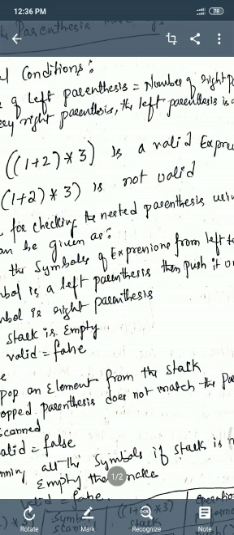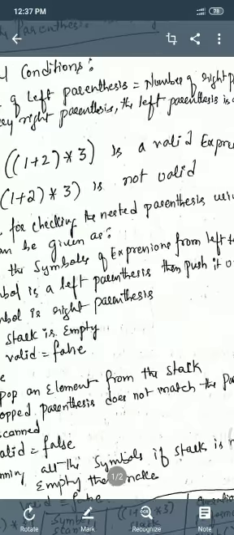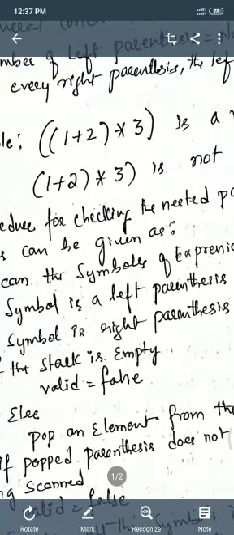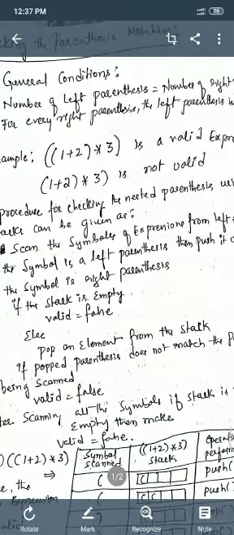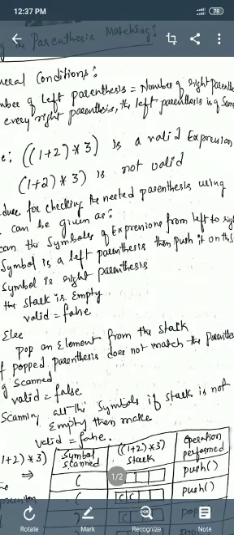It must also satisfy the second condition: for every right parenthesis there should be a left parenthesis of the same type. I hope you could see the same type of parenthesis is used for every left and right parenthesis. By satisfying these two conditions, we could say that the given example is a valid expression. And now let us look at the second example, that is 1 plus 2 into 3.